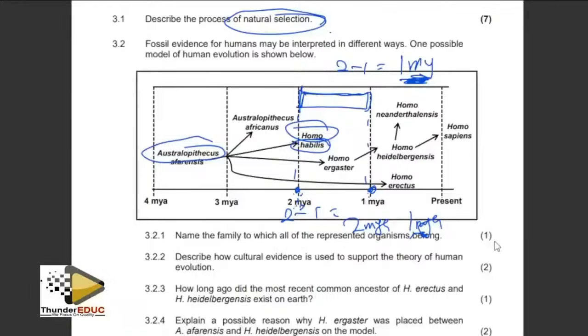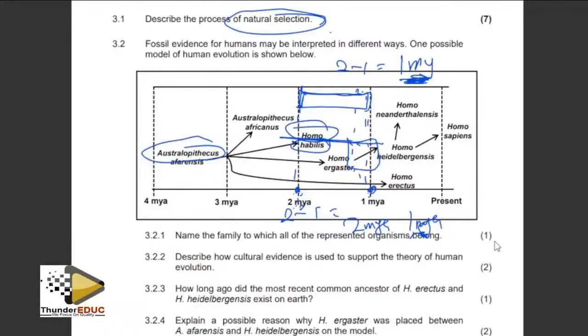Then, which species competed for resources? In this case, you'll find out that this species and this species existed at the same time. If you draw a line like this, you see that this one and this one touch each other. It means that they existed at the same time, so they competed for resources. So maybe you'll say Homo ergaster and Homo habilis. It depends on the species which existed at the same time, but there must be a line where they touch each other.